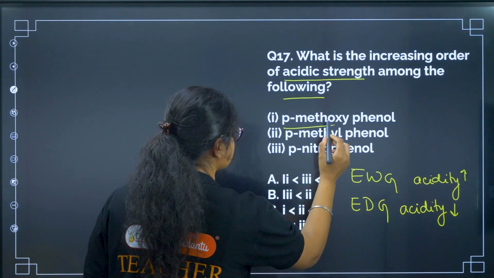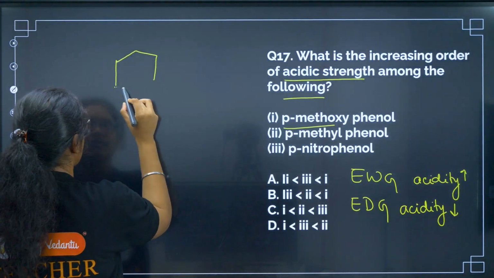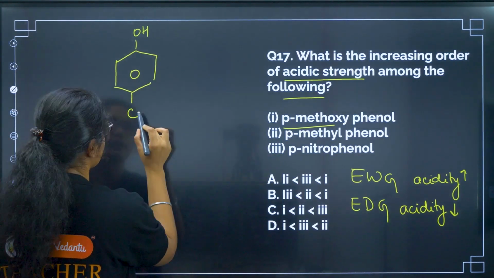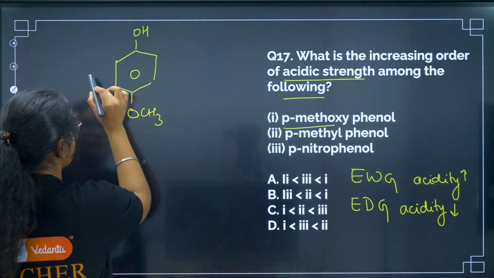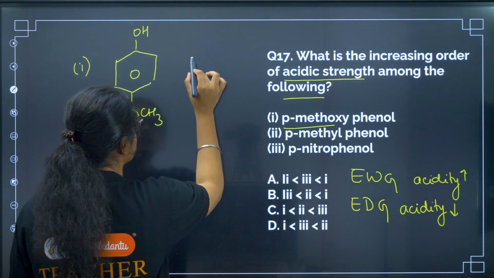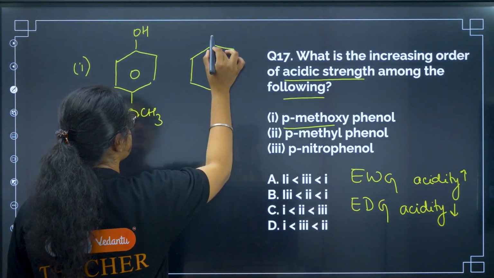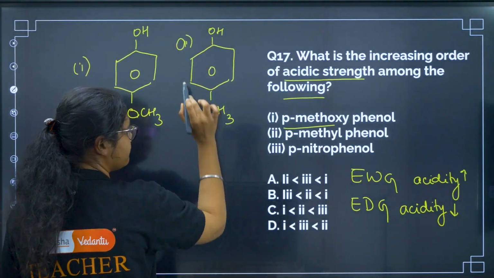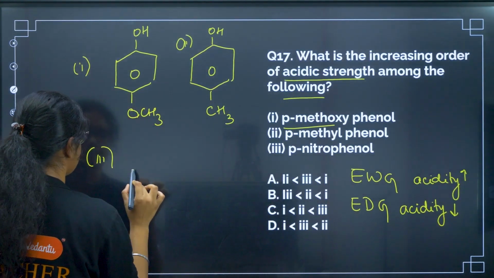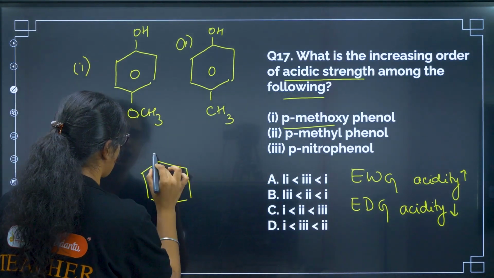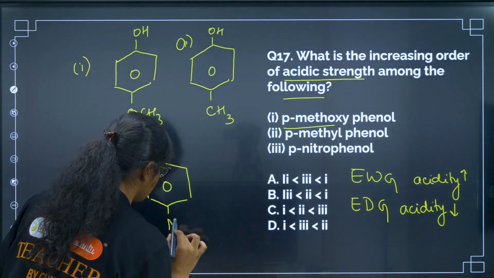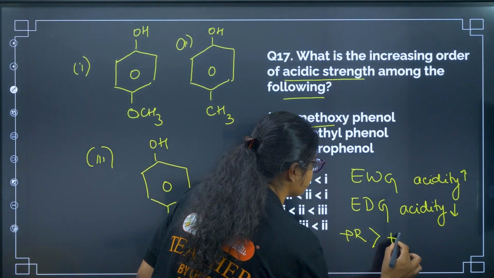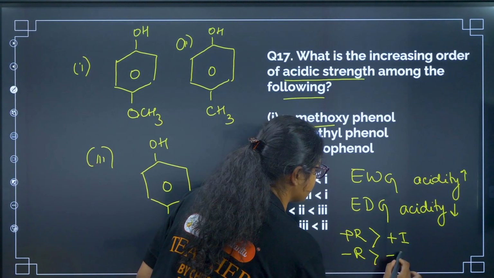So coming to the first option, para-methoxyphenol. We have para-methoxy, OCH3 phenol. This is option 1. Then we have para-methyl phenol. Then we have para-nitrophenol. So after writing the structure, we can just check. And one more thing we have to consider is that plus R will have more effect than plus I. Similarly, minus R will have more effect than minus I.